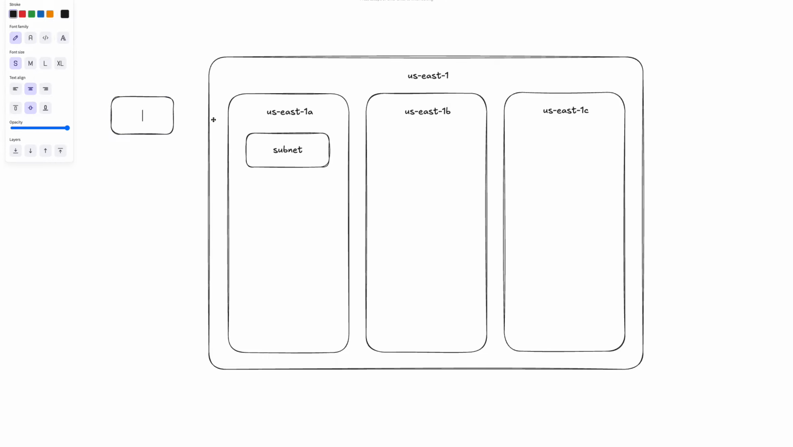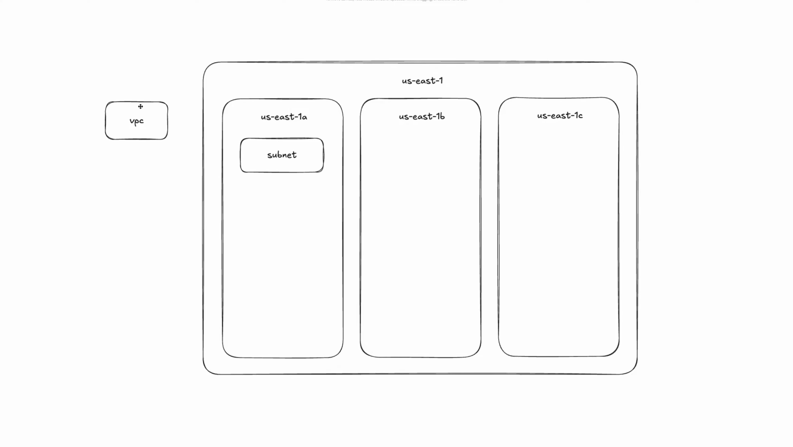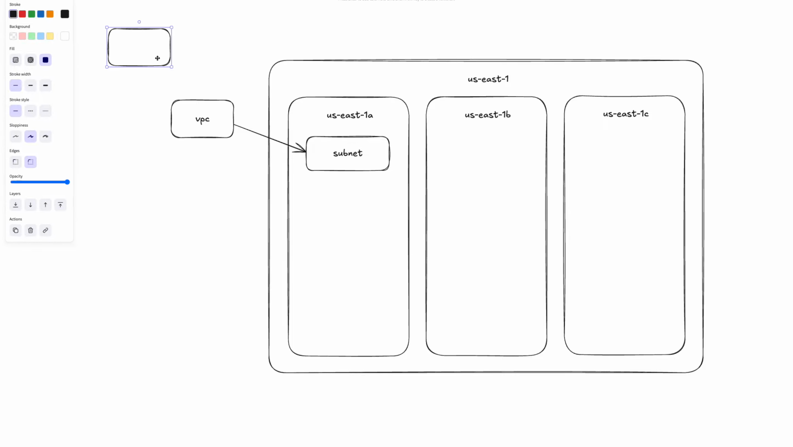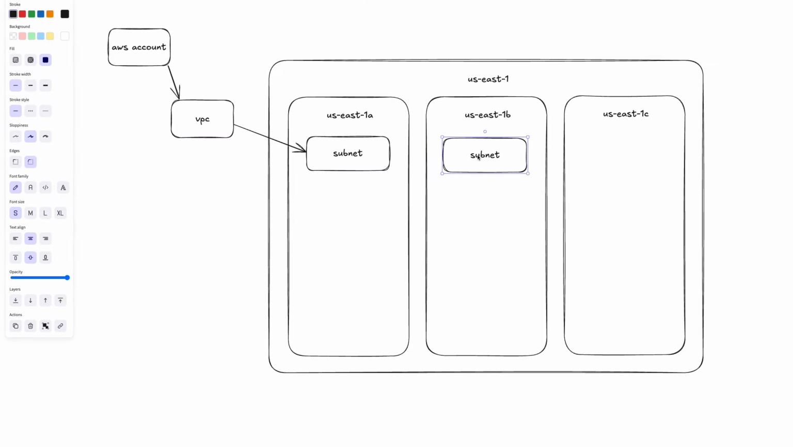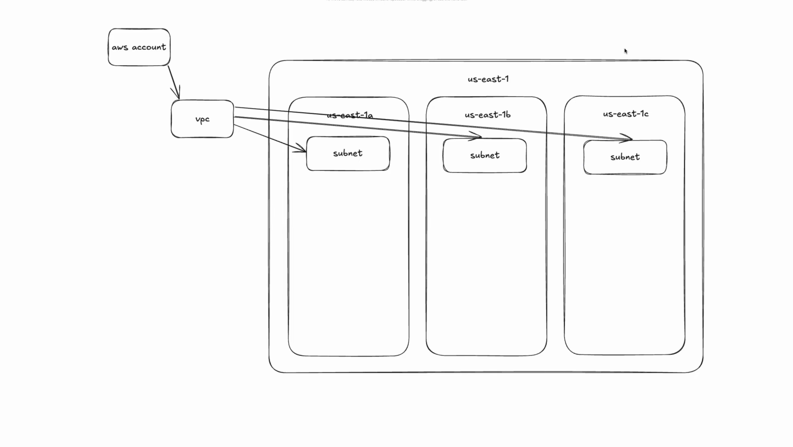I'm actually drawing the VPC outside of this region circle because the VPC itself is just an abstraction. A VPC is just a collection of subnets. We're using the VPC to figure out which subnet belongs to which VPC and thus which AWS account. So let's say I created my AWS account. My AWS account has a default VPC, and this VPC has subnets that are created in every availability zone.